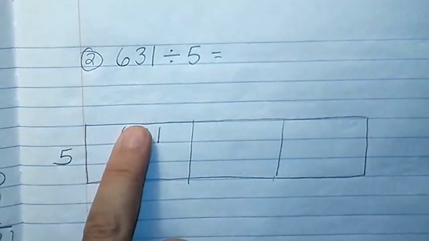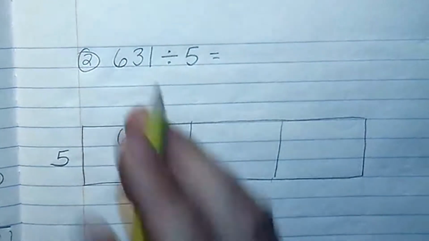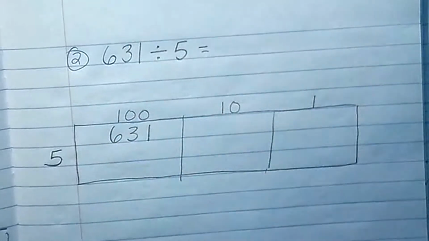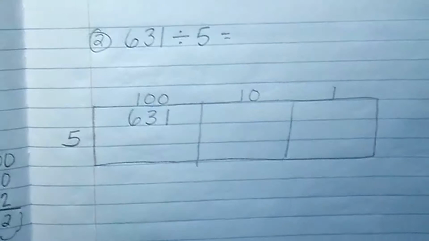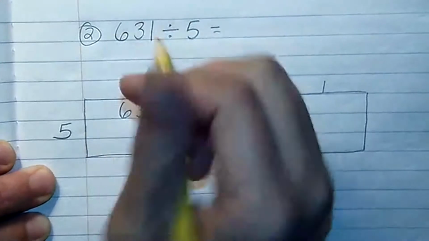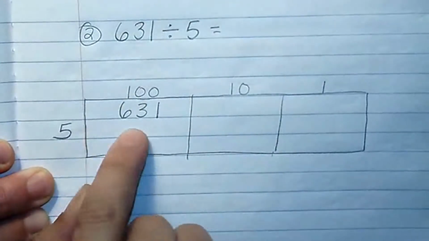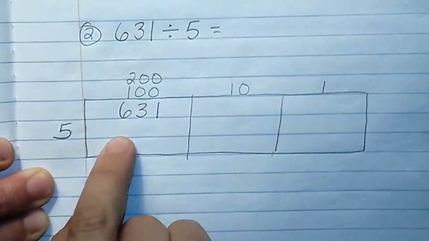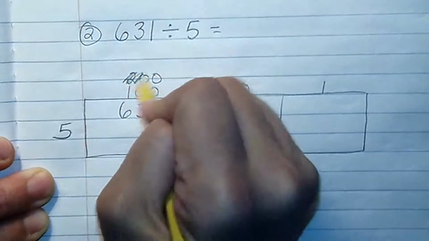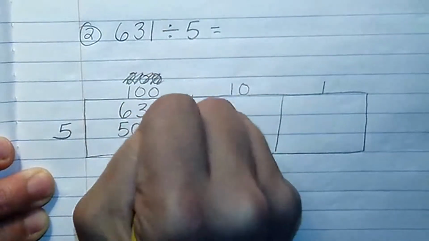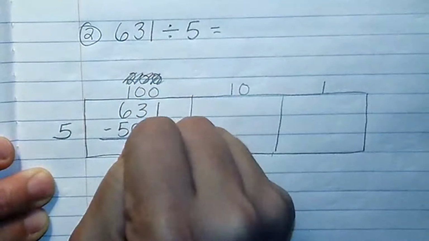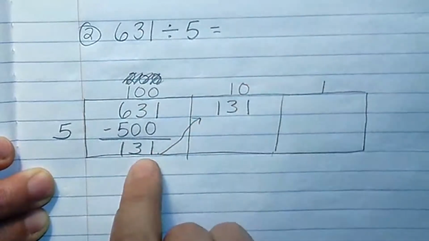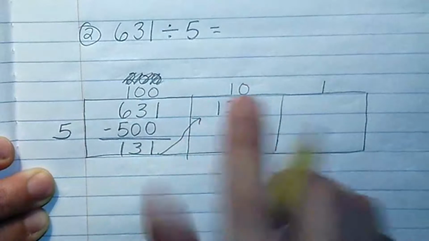Who remembers what place this is? This is the hundreds, this is the tens, and this is the ones. All right. So 100 times 5 is 500. That might work. What's 200 times 5? 1,000. That's too big. This is 500. Let's subtract. 1. All right, and let's move it up. 131. That was how many I had left, so I moved them over to the tens place.